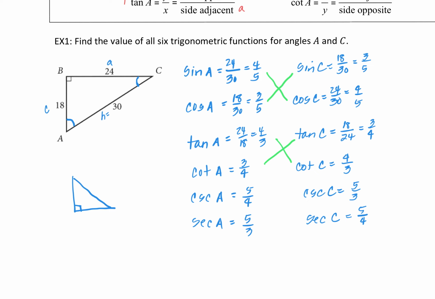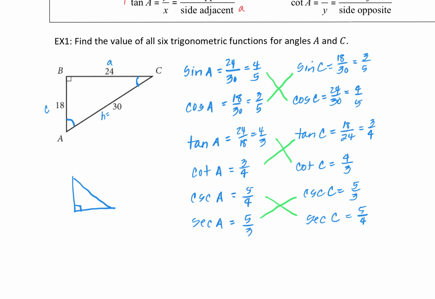Tangent A is equal to cotangent C. Cotangent of A is equal to tangent of C. And the same thing with cosecant and secant. Their graphs are similar. They're just shifts of each other. So these values will be equal as well. So cosecant of A is equal to secant of C. Secant of A is cosecant of C.